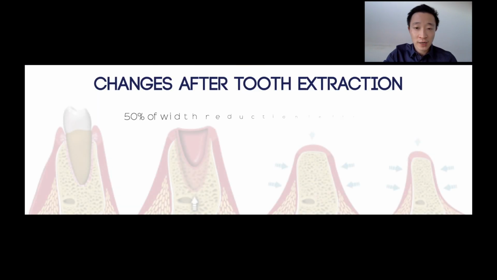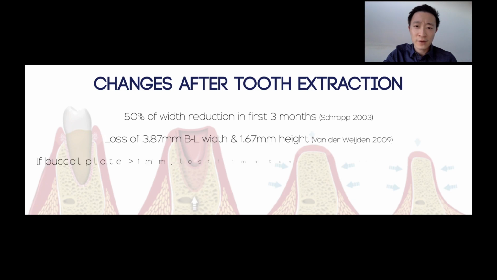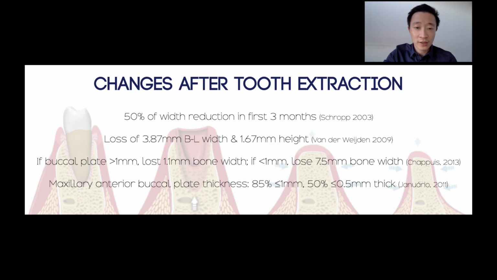Changes after tooth extraction I'll go over briefly, but we all understand that after an extraction there is tremendous collapse of the alveolus, as seen from the pictures behind, as well as some of these studies that have shown us over time. Most importantly for the maxillary anterior region, the buccal plate can be very, very thin, and therefore the risk of relapse and a reduction is very important.